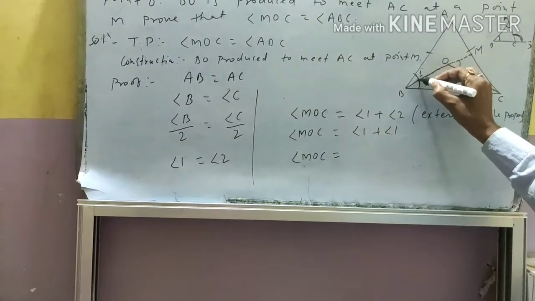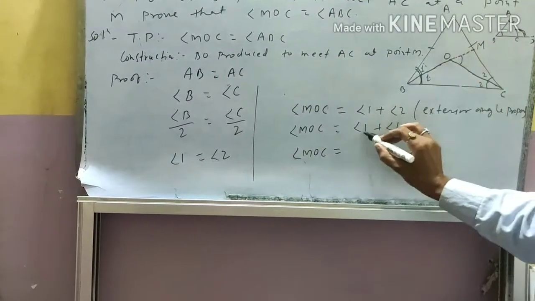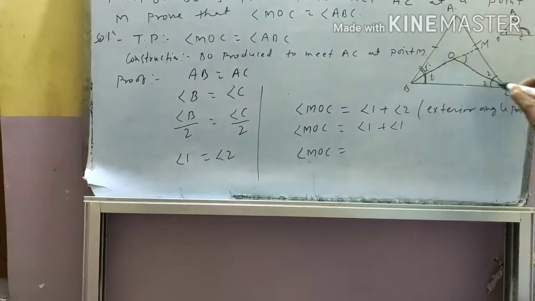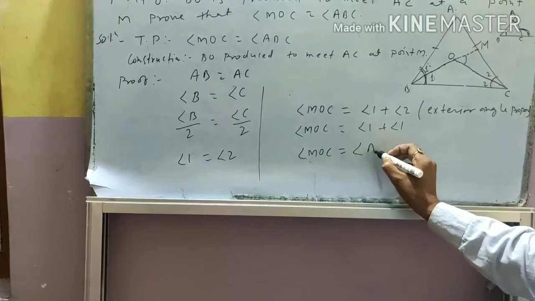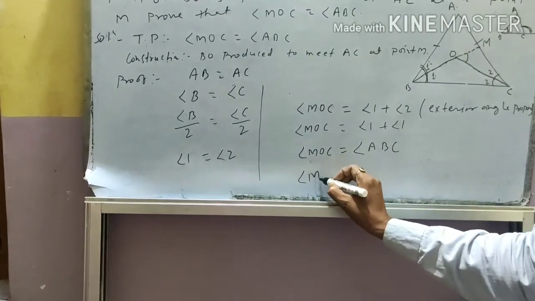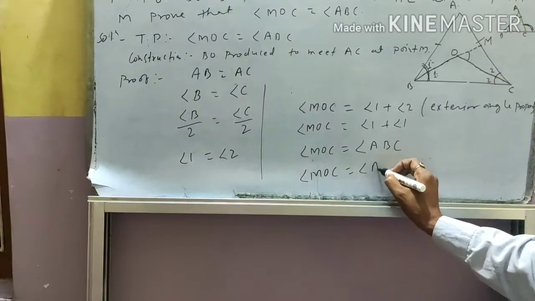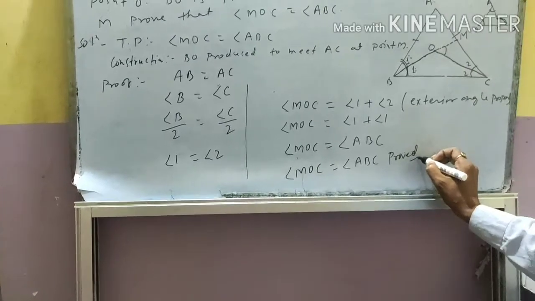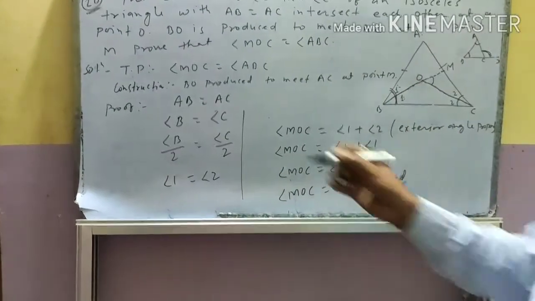Angle 1 plus angle 1 means the whole angle. So we can write here angle ABC. So angle MOC is equal to angle ABC. Okay, student, I hope you will understand this question also.